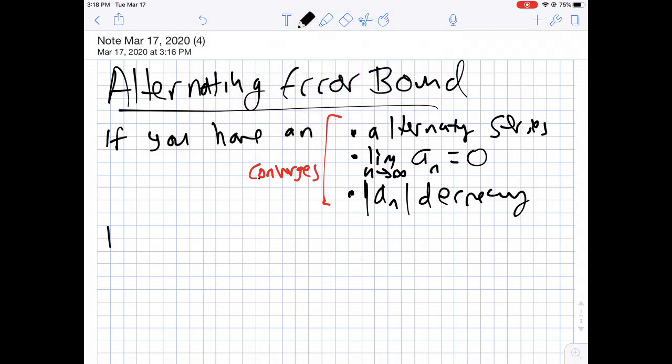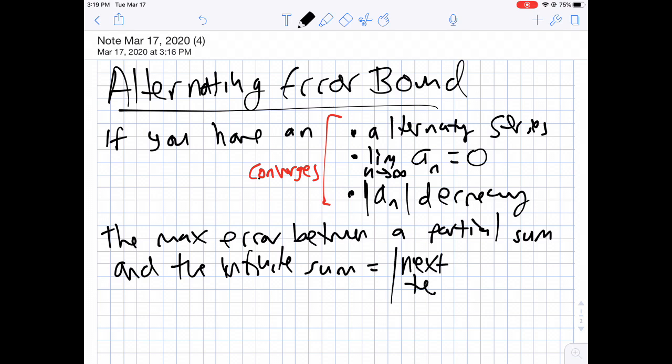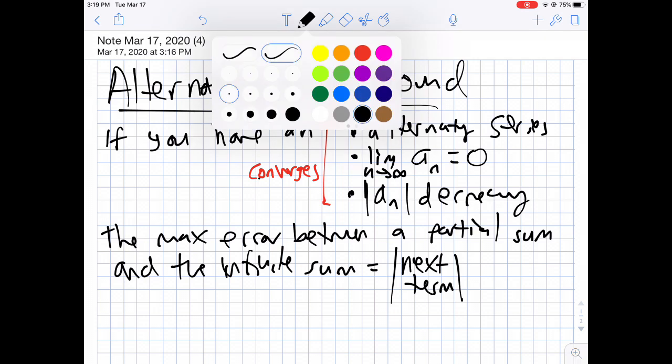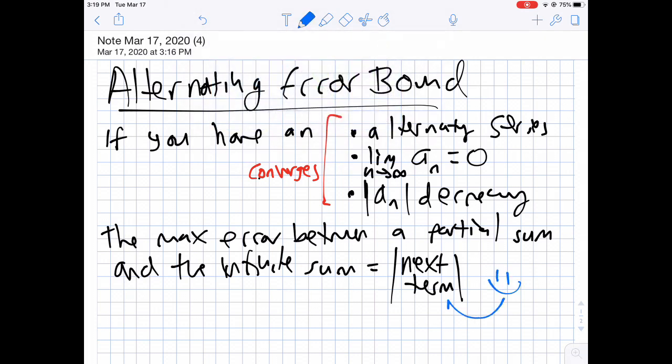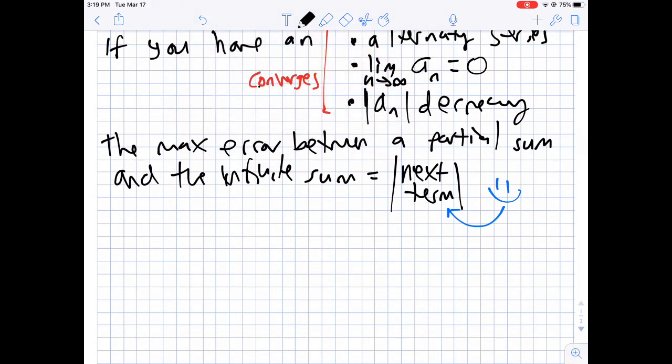What this says is the maximum error between a partial sum, which is just the first n terms or whatever, and the infinite sum is equal to the absolute value of the next term in the series. And that should actually warm your heart, because the next term is just what the Lagrange error bound was looking at too, right? It was looking at the n plus 1th term after you use an nth degree estimate. Okay, so let's take a look at a couple examples.